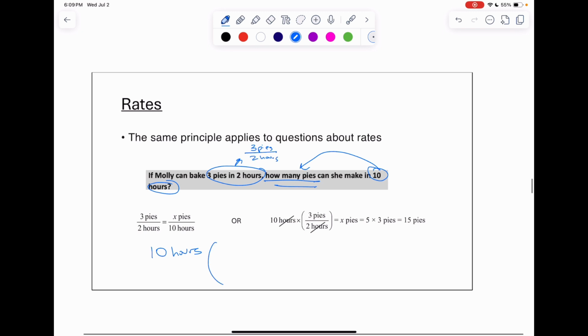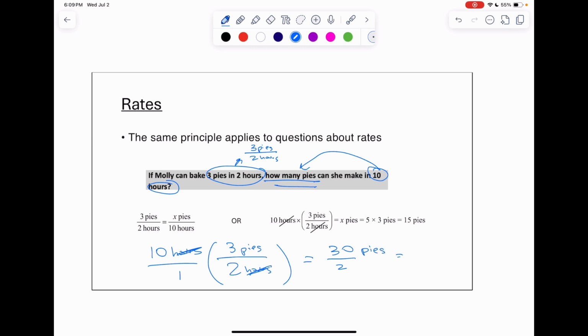And notice if I put this right here, 3 pies in 2 hours, what happens to my hours? This is over 1. The hours will cancel, and I find out that I get 30 over 2 pies, or 15 pies in 10 hours. So again, it's all about looking for those conversion factors and looking at what you can cancel out.